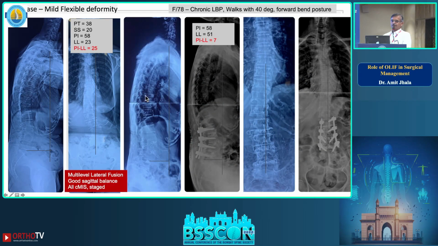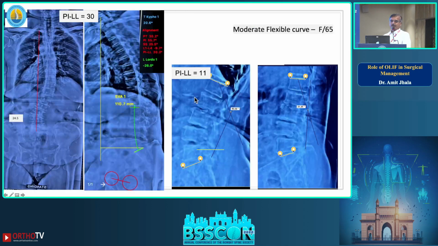You can see that's the first stage, and then that's the second stage, and the PI-LL which was 25 has been corrected to 7 in a full length X-ray with a good coronal as well as sagittal alignment. And you can see how this thoracic spine has also corrected if you just get this full length X-ray that you can evaluate.